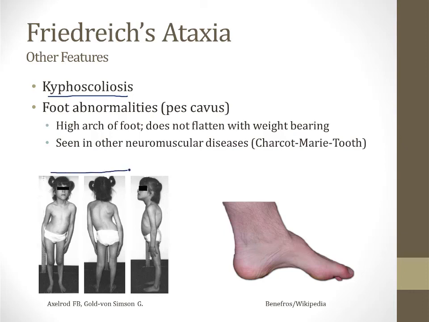This is a picture of a child with kyphoscoliosis. The spine is curved both in the lateral direction and in the anterior-posterior direction. And then secondly, patients with this disorder often develop foot abnormalities known as pes cavus. This is a very high arch of the foot. The foot does not flatten with weight bearing. This is a picture of what that looks like. And this is seen in other neuromuscular diseases as well. In particular, it's a typical feature of Charcot-Marie-Tooth disorder.